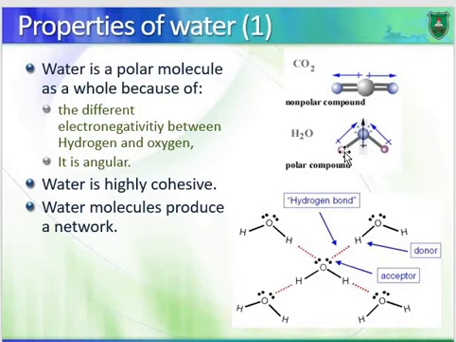It also contains the highly electronegative atom of oxygen, so this makes the bonds themselves polar bonds and the molecule as a whole a polar molecule. Also, water molecules are highly cohesive, and they can produce a network of molecules by interacting with each other through hydrogen bonds. As I said before, that needs a hydrogen bond donor, which is the hydrogen, and a hydrogen bond acceptor, which is the oxygen in another molecule of water.